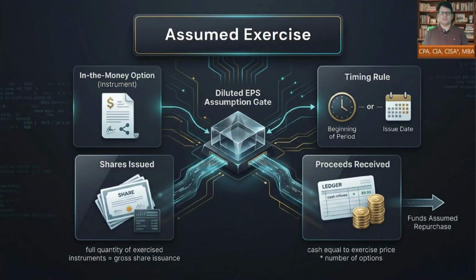The first step is assumed exercise. We treat in the money options or warrants as if they were exercised during the period. That creates two inputs, the number of shares assumed issued and the proceeds assumed received. If the instruments were outstanding for the full period, the assumption begins at the start of the period. If they were issued during the year, the assumption begins from the actual issue date.